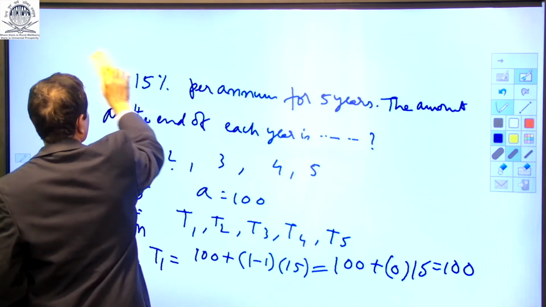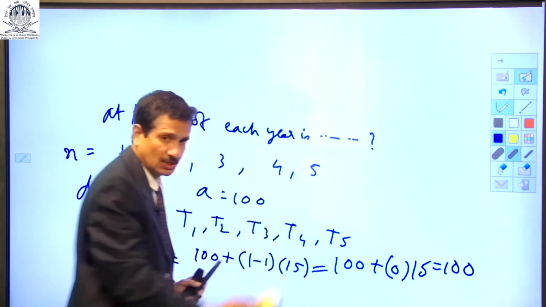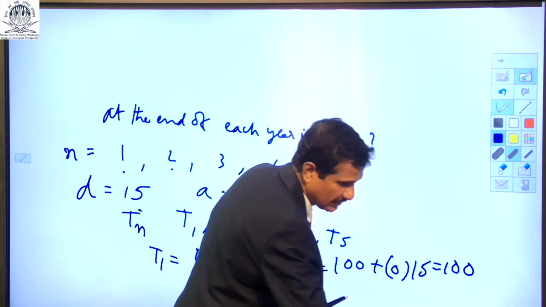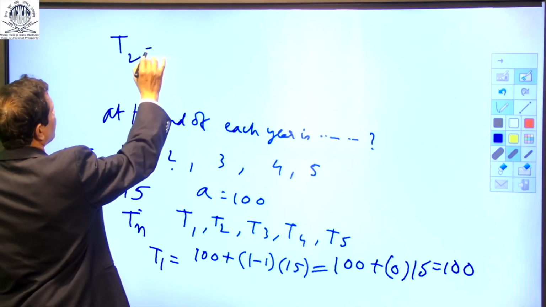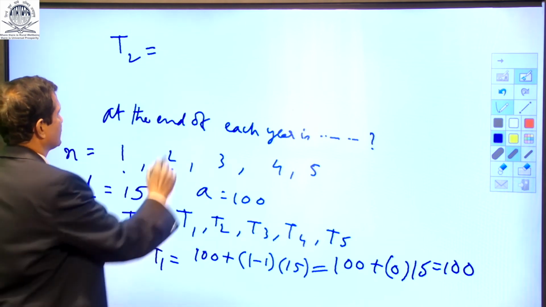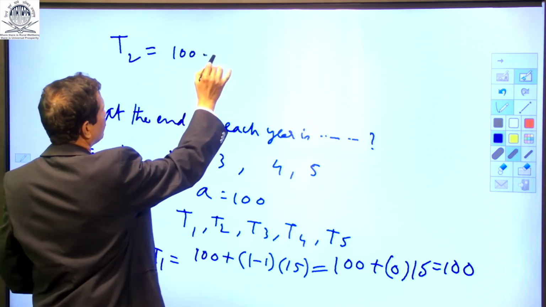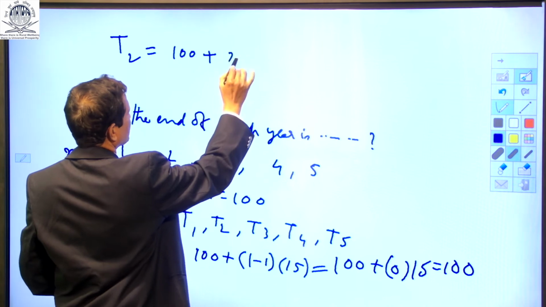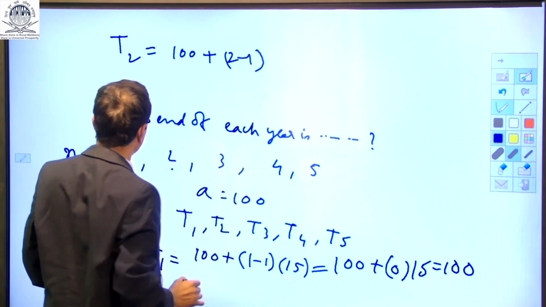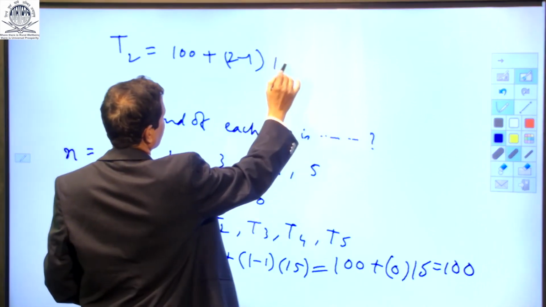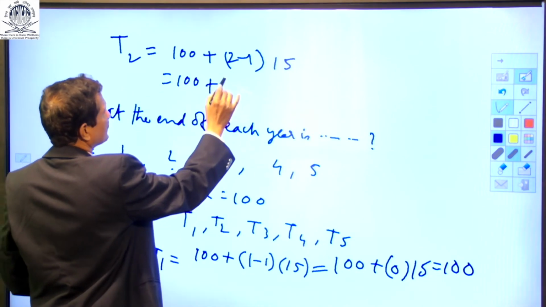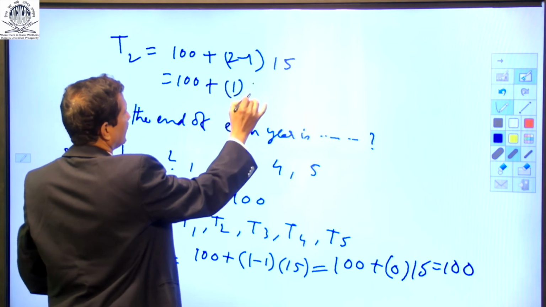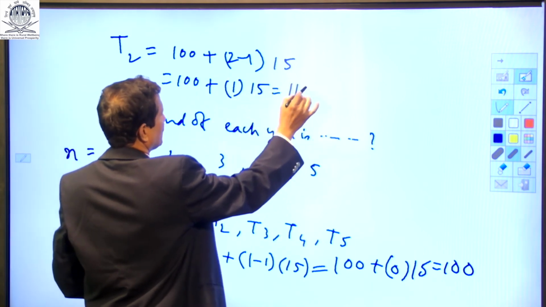The second term here, n, is 2. So we are going to calculate T2 now. T2 is equal to A, which is 100, plus n minus 1, that is 2 minus 1, into D. D is 15 for us here, which comes to 100 plus 2 minus 1, which is 1, into 15, which gives you 115.